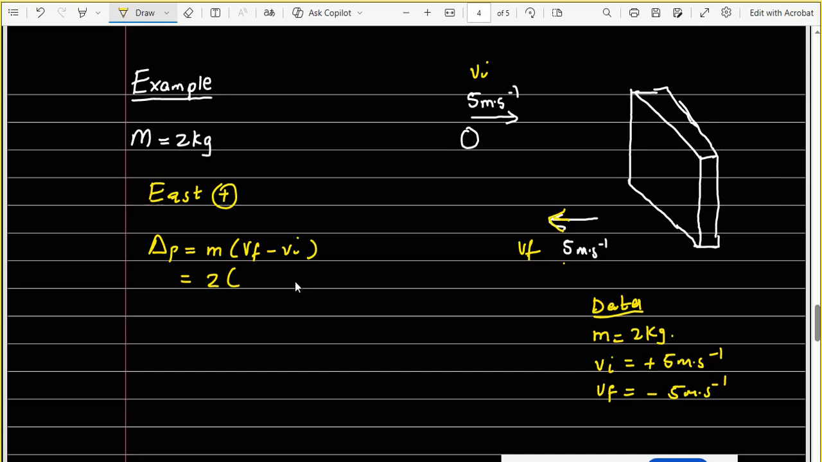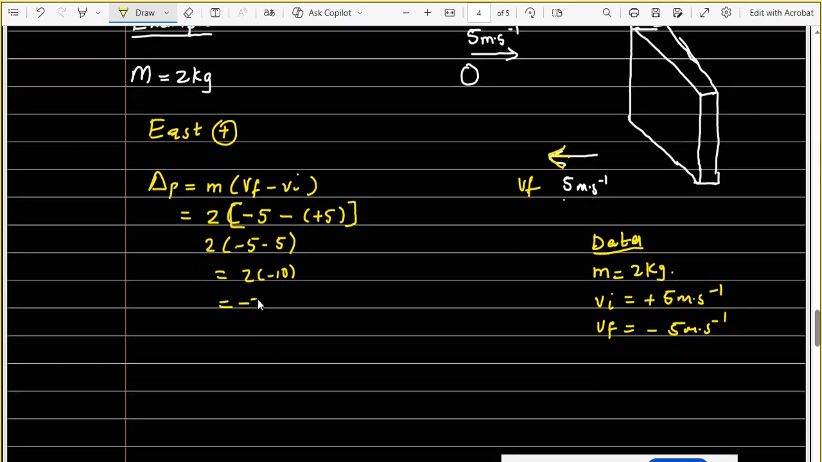Right. So now when we substitute, the V final is negative 5. Then we subtract the V initial, which is positive 5. You just punch that on the calculator, and that is 2 times minus 10, which gives us negative 20. So the answer is negative 20. Now I'm going to conclude and say the change in P is equal to 20. Can you see that I'm not including the negative? Yes. So the change in momentum will be 20 kg meters per second.